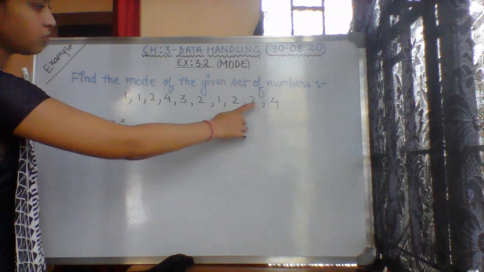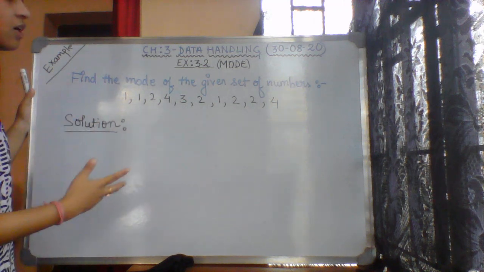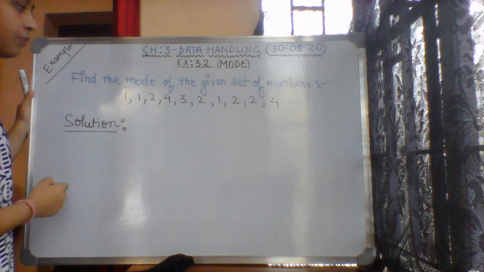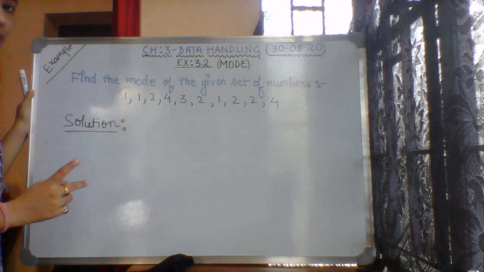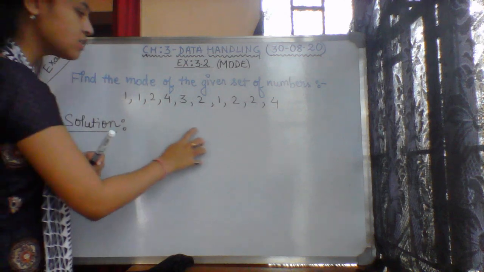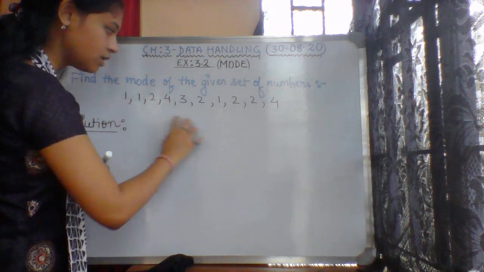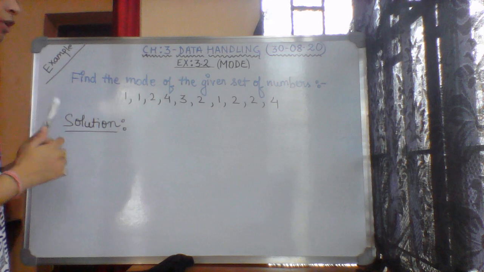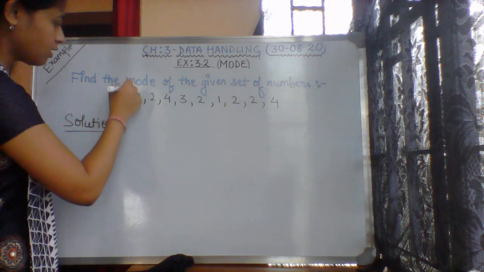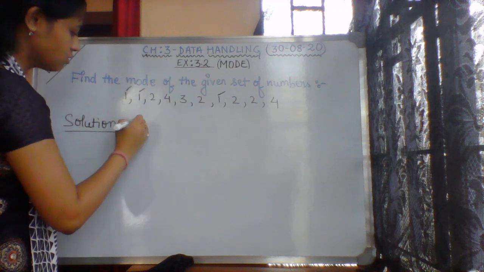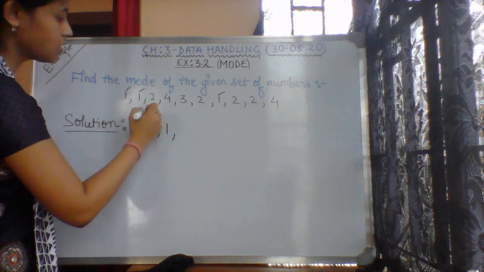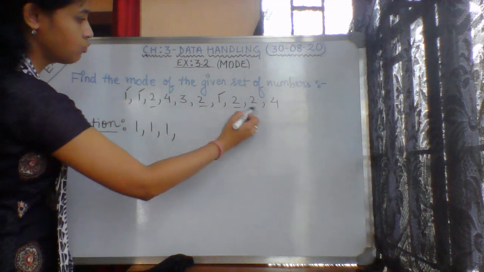1 2 3 4. So it becomes difficult to identify which is occurring most of the time. Okay, we may miss one of the numbers. So it will be better if we arrange them in ascending order or descending order. That will be better. So I'm just writing, 1 is occurring how many times? 1 2 3. So 3 times. Okay, 2 is occurring how many times? 1 2 3 4.